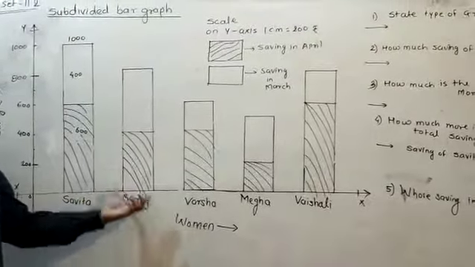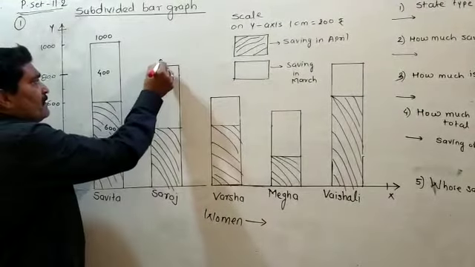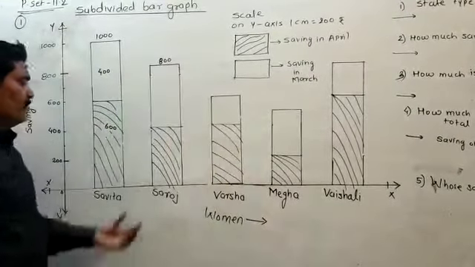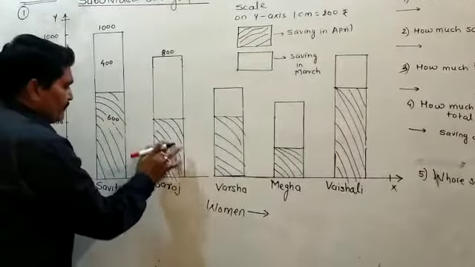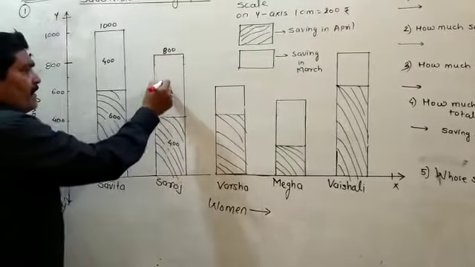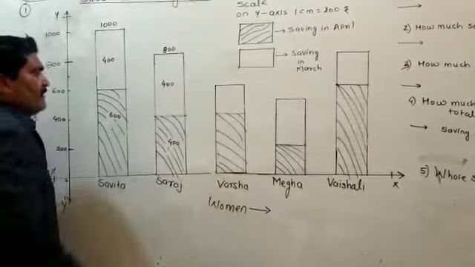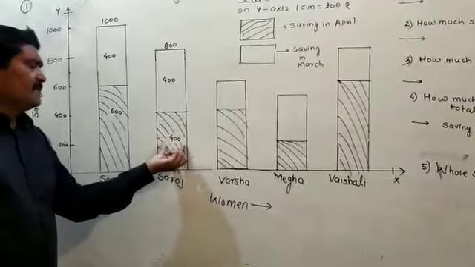The total saving of Saroj is, you have to see on the y-axis, 800 rupees. In the month of April, how many rupees does she save? 400 rupees. And 800 minus 400 is equal to 400 rupees she saves in the month of March. And this is the saving of April.